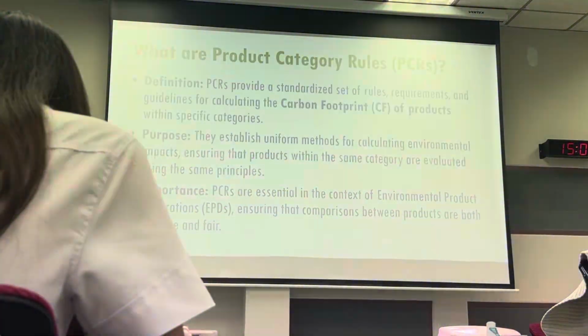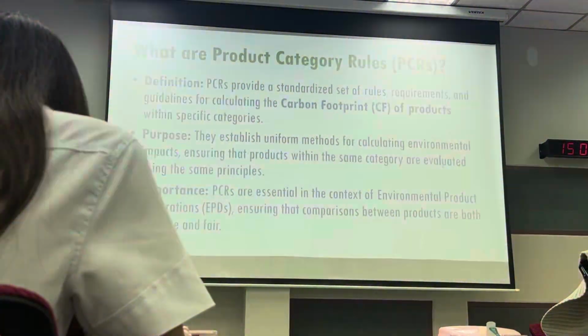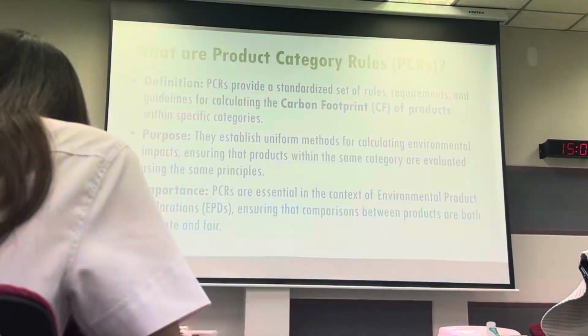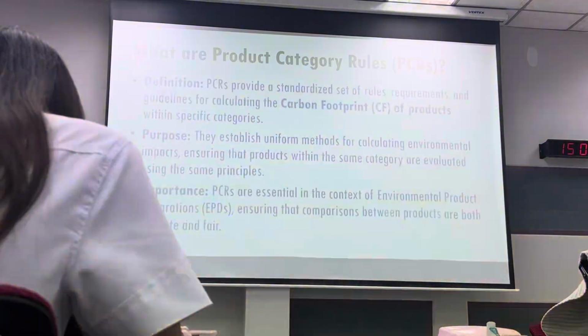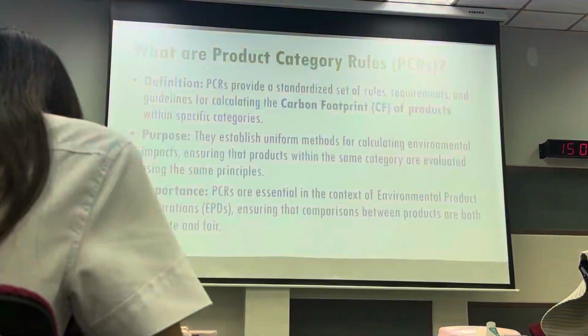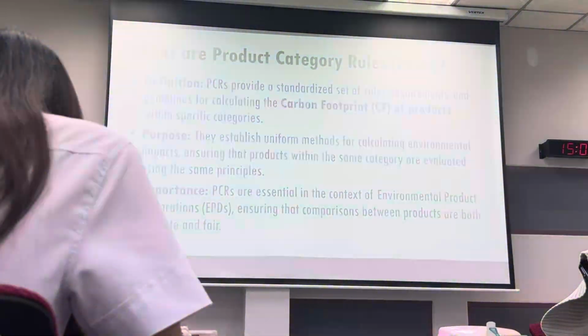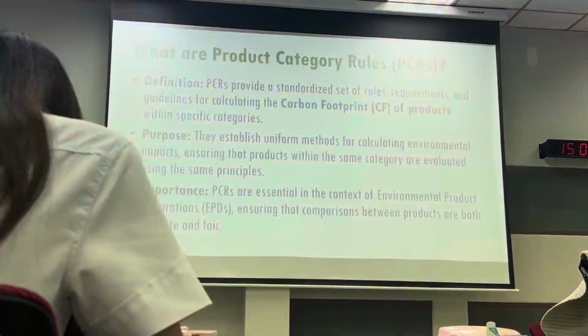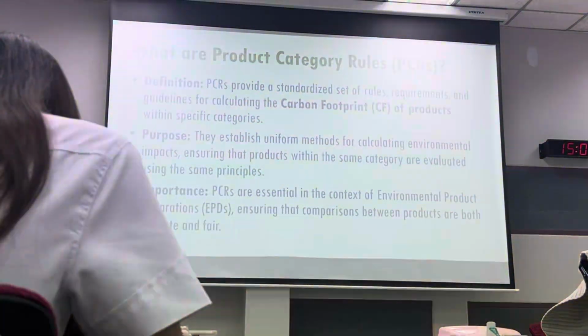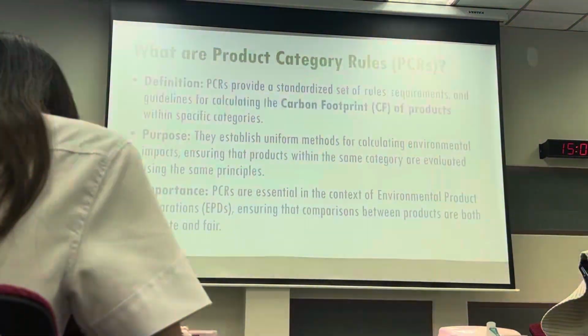And then if there's one for your category of products, you must follow the PCR, okay? Because they already set it. If you don't find a PCR for your products, then you can set a new one, and then everybody follows you, right? But if there is an existing PCR for your type of product, you must follow that category PCR. Because they make sure that the methods you use to calculate are uniform among all the products of different companies, so that you can make a comparison between your product and a product from another company, okay?